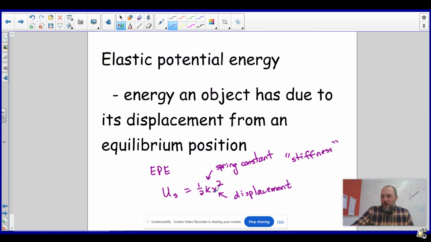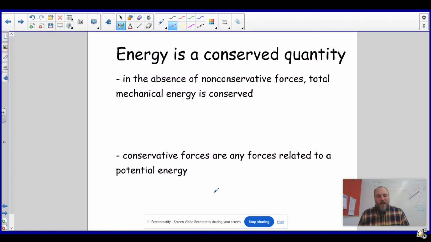Okay? Energy is a conserved quantity. That means that even for the entire universe, energy cannot be created or destroyed. It can just be transformed from one form to another. And in the absence of non-conservative forces, all the mechanical energy of an object should be conserved. That means it remains constant. So again, total mechanical energy is just the sum of the kinetic energy and all of the potential energies, whether that be spring or gravitational, or even in some cases both.